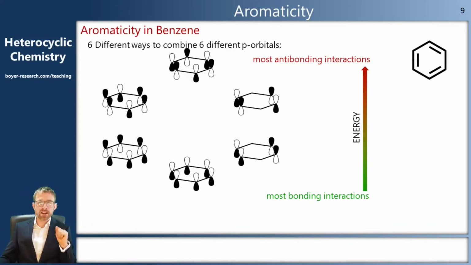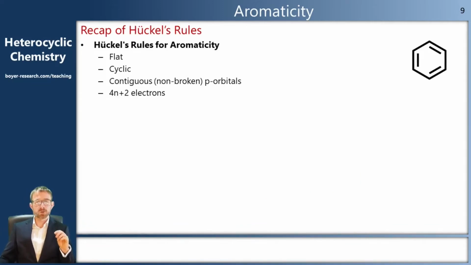And we can summarise these by looking at Huckel's rules. So for an aromatic system, it must be flat, it must be cyclic, there must be a contiguous and non-broken ring of p orbitals, and there must be 4n plus 2 electrons.